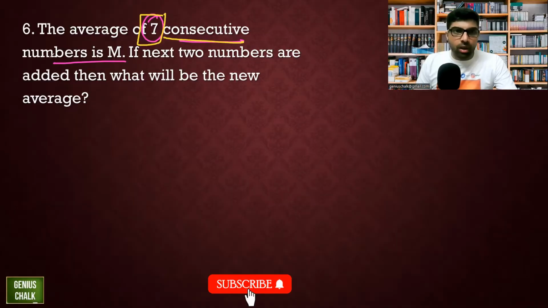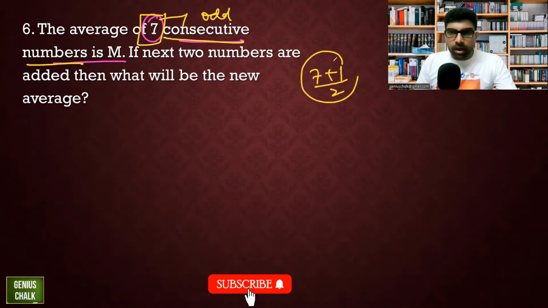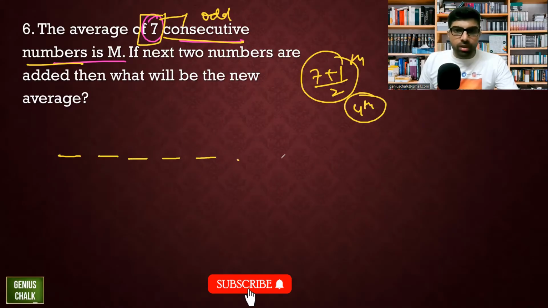7 consecutive numbers. 7 consecutive means 7 is an odd number. So the average will be found at (7 plus 1) by 2 observation, that is 8 by 2, the fourth observation. That means 1, 2, 3, 4, 5, 6, 7. That means this is your average. So it is M. This is your fourth observation. You can see leave 3 this side, leave 3 this side.